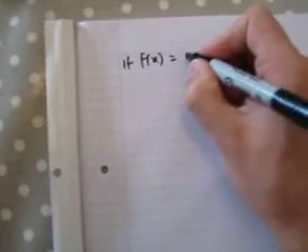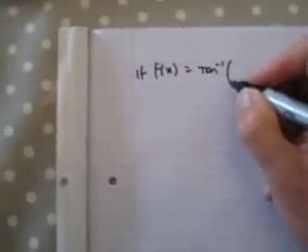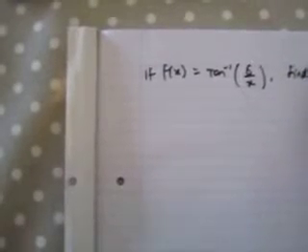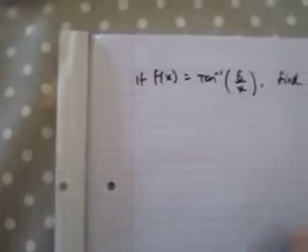We're going to take a look at the inverse tan of x. So let's say we have f of x equals the inverse tan of 6 over x. We want to find f dash of x.